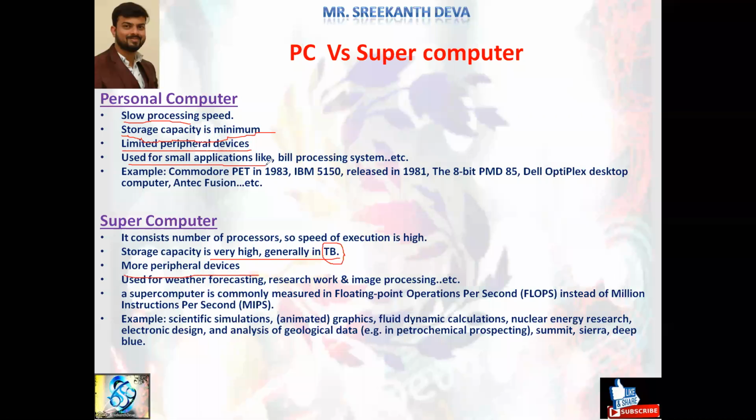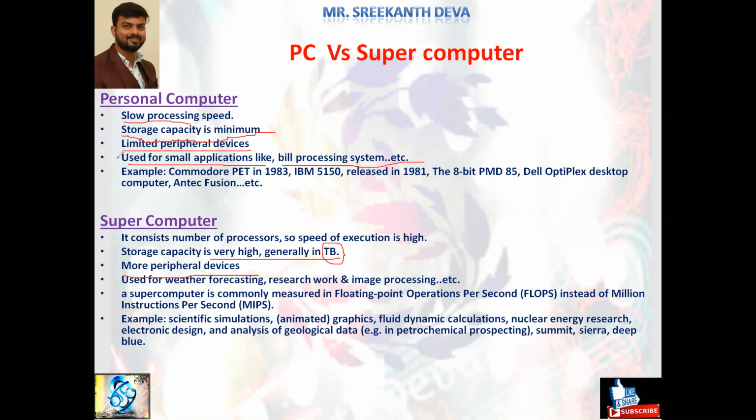Personal computers are used for small scale applications, like bill processing systems and so on. But supercomputers are specially designed for high level applications like weather forecasting, research work, image processing, scientific research, and so on. Personal computers are used only for basic level applications like word processing, small data maintenance, and small applications like bill processing.